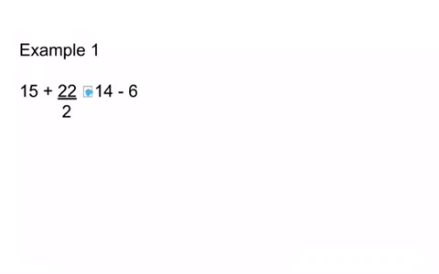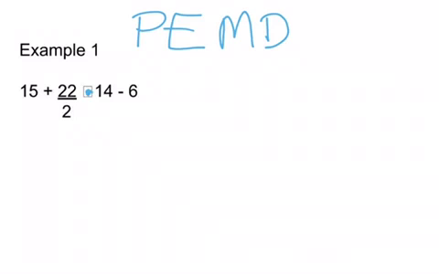So first we're going to look for any parentheses or any grouping symbols. We do have a fraction, but the 22 and the 2 do not have any kind of operations in them, so there really isn't any grouping symbols we need to deal with. Next we have our exponents. Again, I do not see any exponents in this problem. Next we have our MD, but we have to do that left to right.